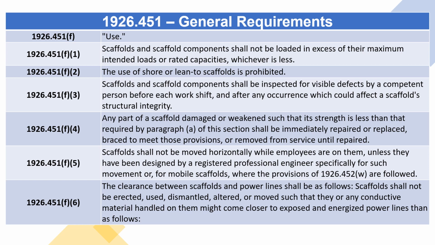1926.451(f)(4): Any part of a scaffold damaged or weakened such that its strength is less than that required by paragraph (a) of this section shall be immediately repaired or replaced, braced to meet those provisions, or removed from service until repaired.